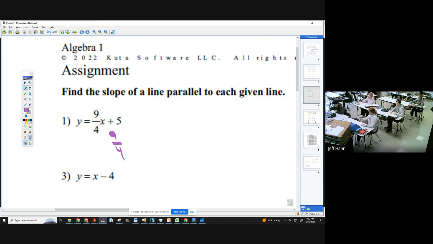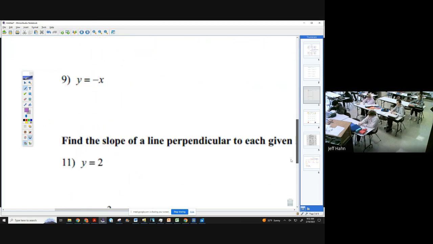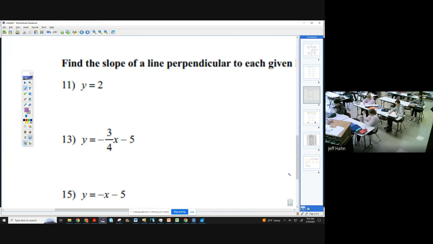Now, however, when you get down to the bottom section here, ignore number 1 for a minute. Let's go to 13. What would be a line perpendicular to this line would have to have what slope, London? Perpendicular. But wouldn't that be positive? It would be positive. Positive what though? 4/3. That's it. See how easy that's going to be, children?